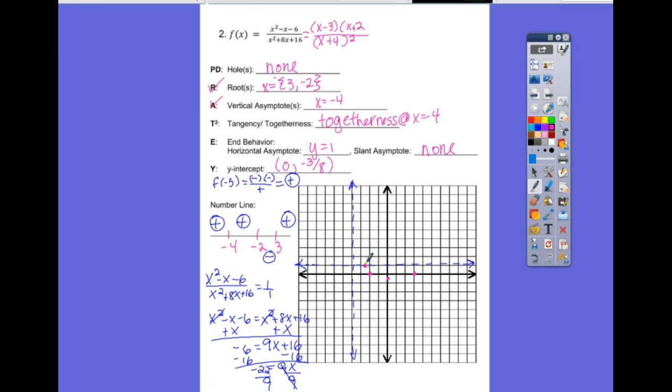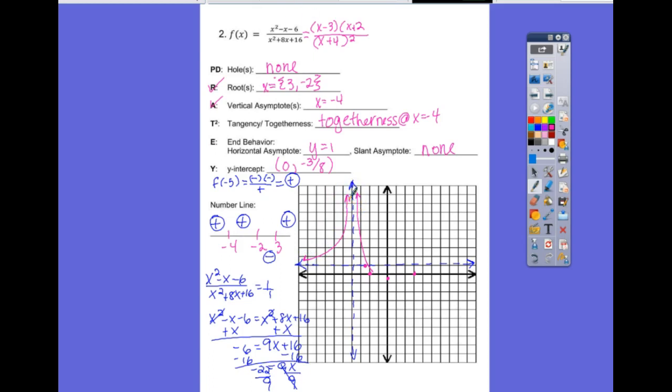So here's what I know. I know that from here to here is positive. Positive. I know that. I know that I have togetherness. And am I going to cross this asymptote over here? I can only cross it in one place, right here. I already crossed it. So this has to go like this. It has to.